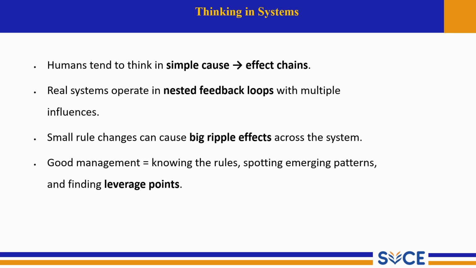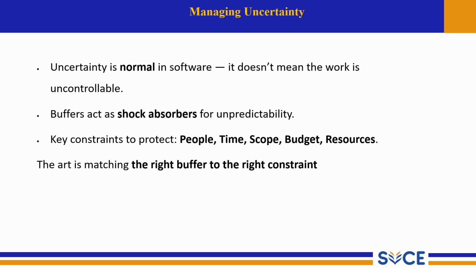Humans tend to think in simple cause-and-effect chains. Real systems operate in nested feedback loops with multiple influences. Small rule changes can cause big ripple effects across the system. Good management equals knowing the rules, spotting emerging patterns and finding leverage points. And next we will see managing uncertainty.